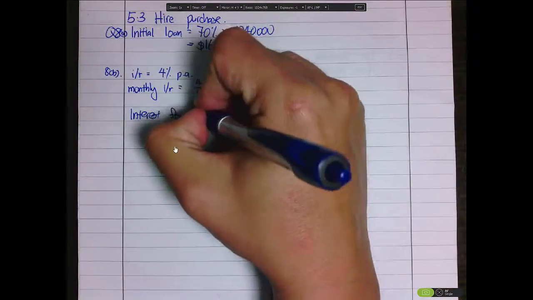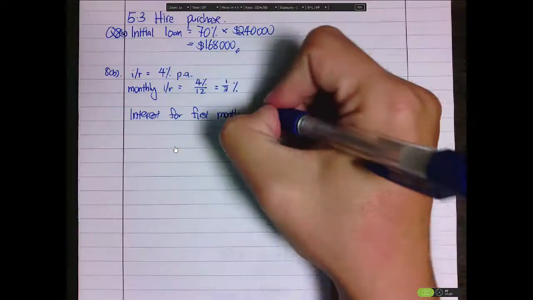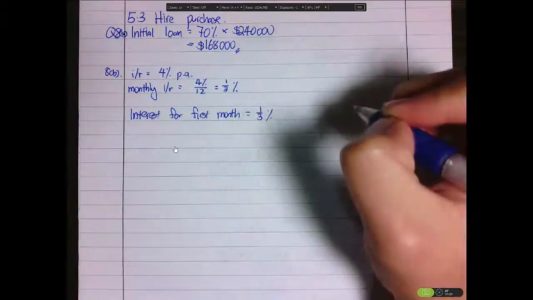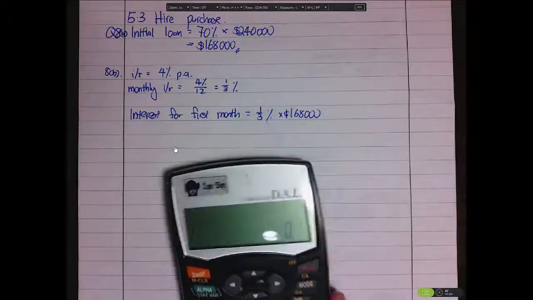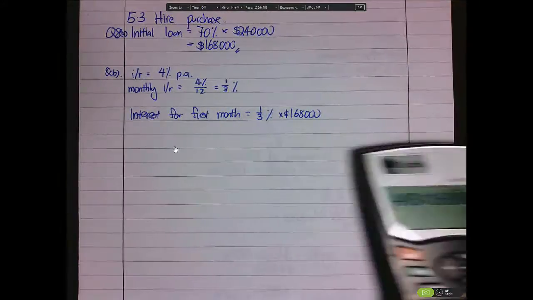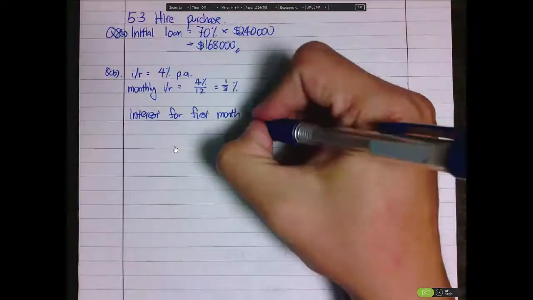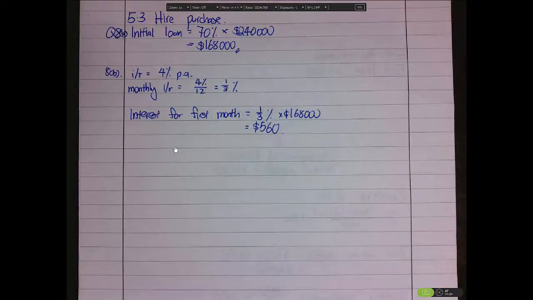Now that that is clear, let's start to calculate for each month. So interest for first month is equal to 1/3% of $168,000. Please be very careful. You take 1 over 3. Percent means you divide by 100, times $168,000, which equals 560, as you can see there. So interest for first month is $560. Simple enough.